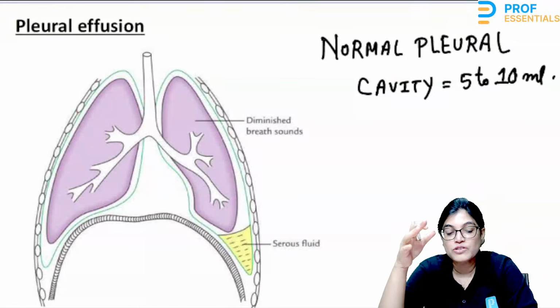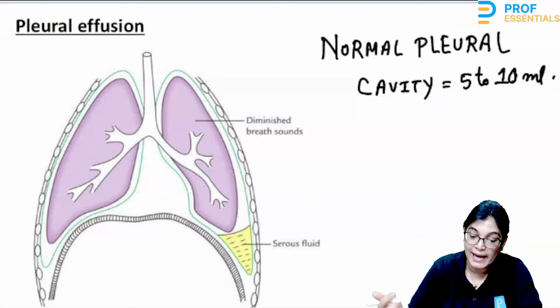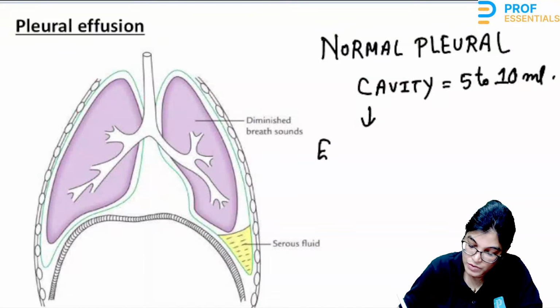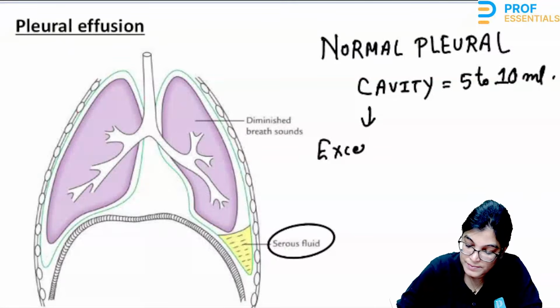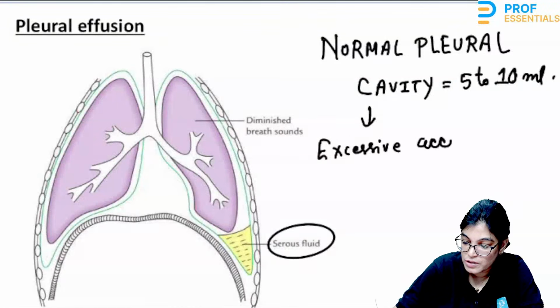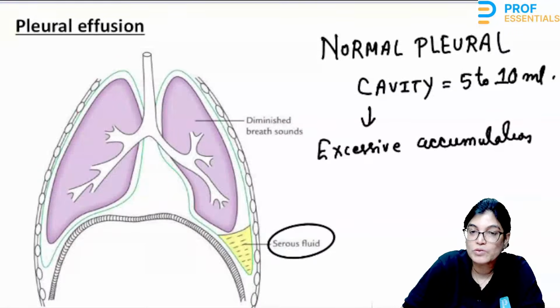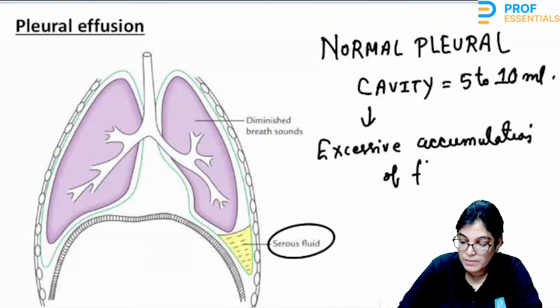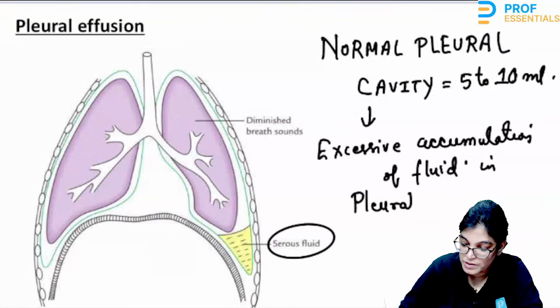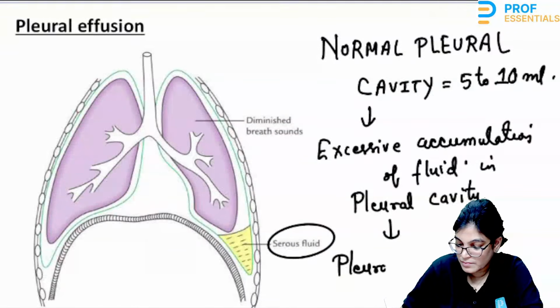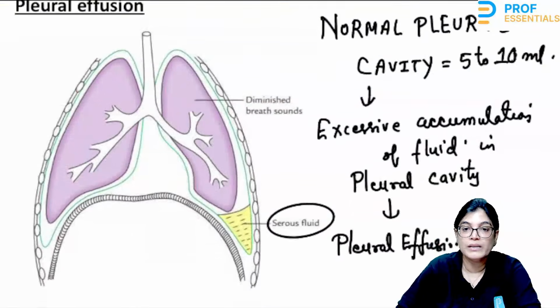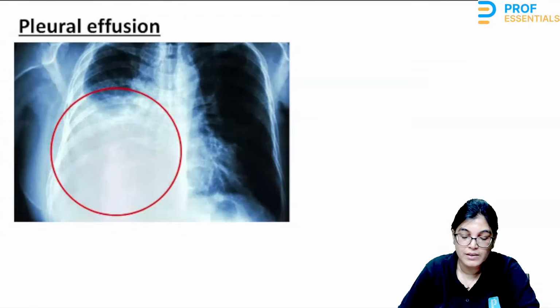So if there is an excessive accumulation of fluid in the pleural cavity, you can see this is the serous fluid, hydrothorax, water. Excessive accumulation of fluid in the pleural cavity is called pleural effusion. Got it?